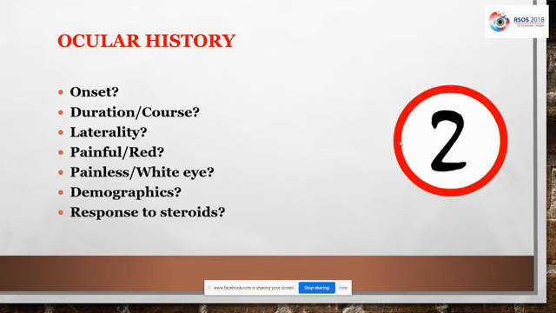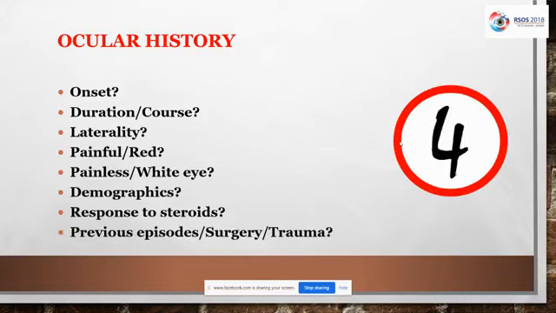The response to steroids: if the patient had steroids before, either topical or systemic, and what was the response, if there was an improvement, if the patient had a good response to steroids, or if the patient didn't have a good response to steroids. So this is a very important issue. And of course, the previous episodes of uveitis, the surgery in the eye, the trauma, as we mentioned before in the detailed general data about the patient.